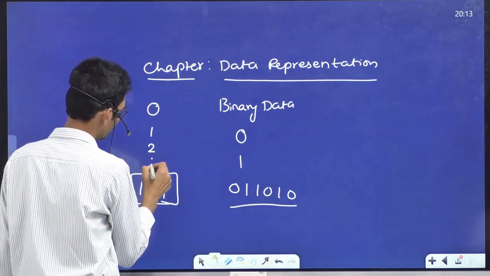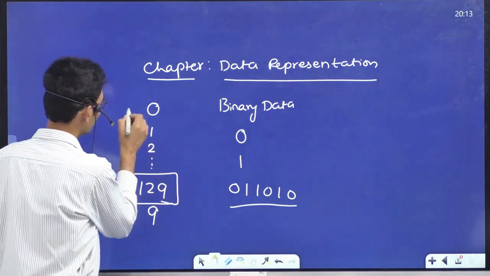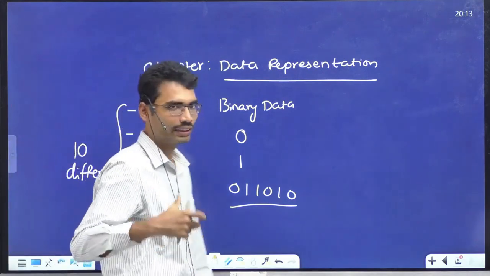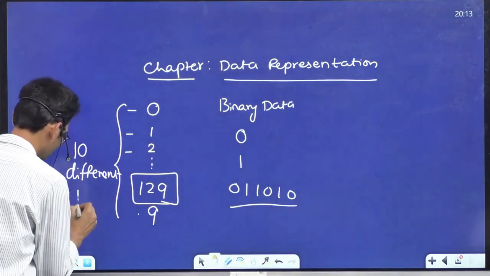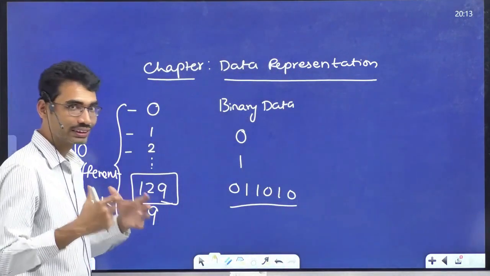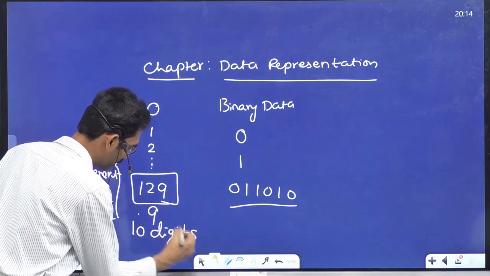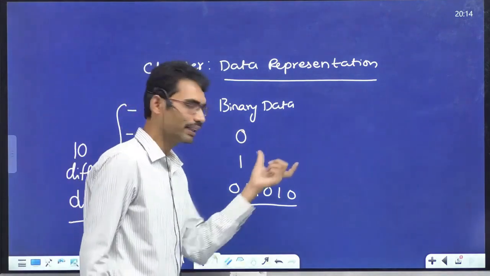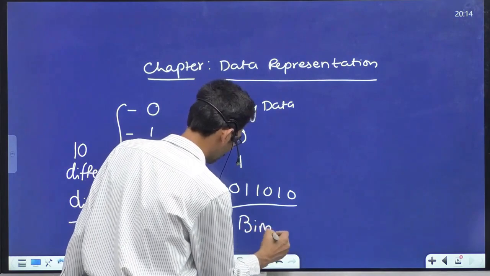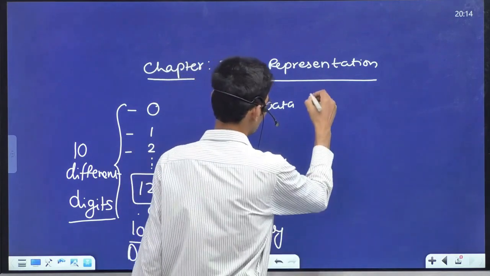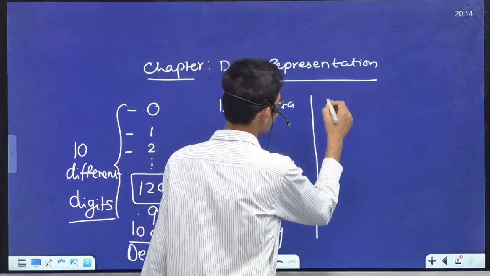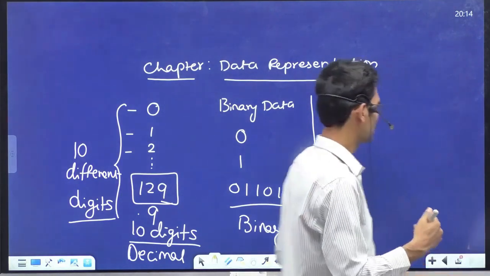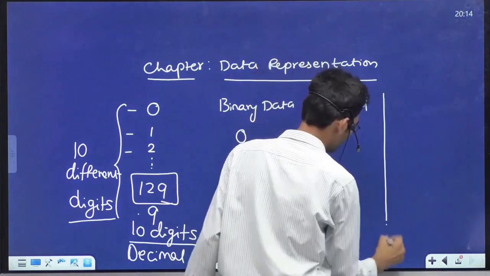These digits are 0, 1, 2 and so on up to 9. These are 10 different numbers, 10 different digits. When it comes to 10 digits, this system is called the decimal system. When it is only two, binary data, this is the binary system. There are two more representations of data: hexadecimal and octal system. Octal system means 8 different possibilities.